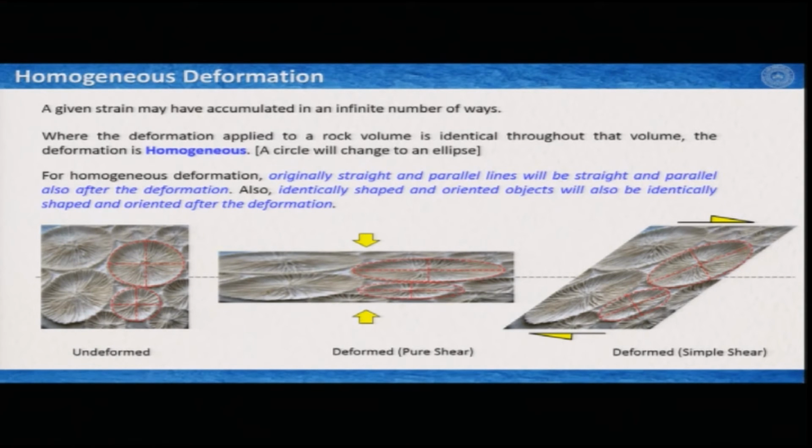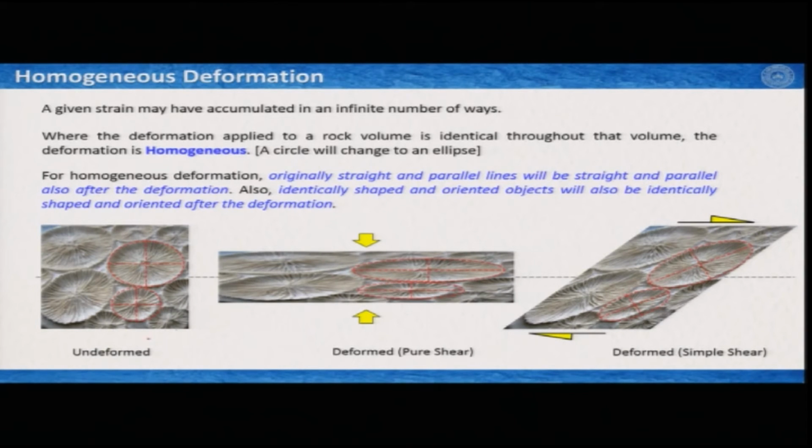You can also consider identically shaped and oriented objects will also be identically shaped and oriented after the deformation. So these two are the key parameters to assign a homogeneous deformation, or in a very general way, that each point of this body has suffered similar ways of deformation. So here are some examples.